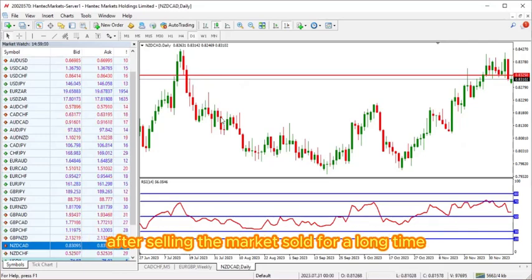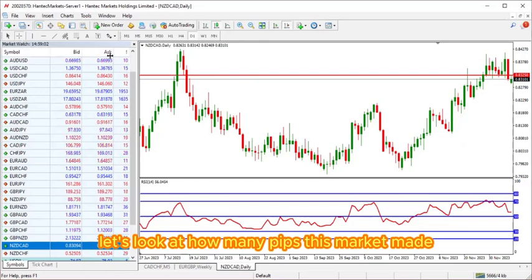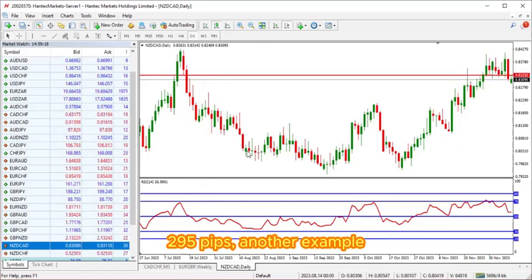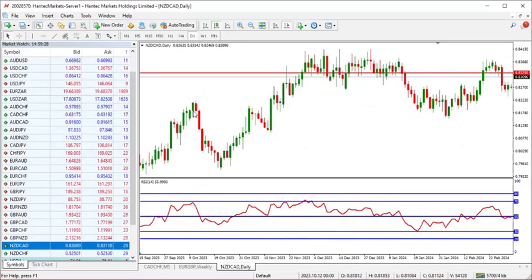After selling, the market sold for a long time. Let's look at how many pips this market made. 295 pips. Another example we need to look at is this, another bearish kicker.